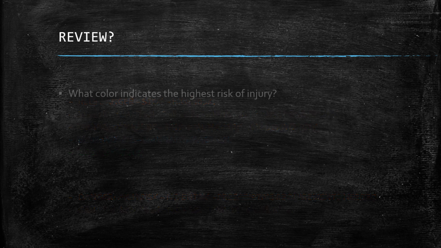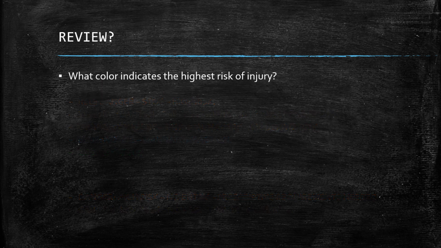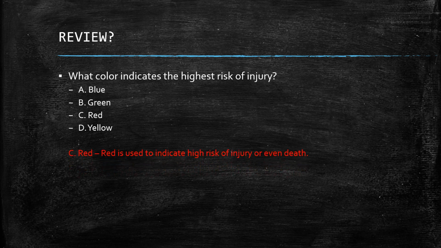So in review, what color indicates the highest risk of injury? A, blue, B, green, C, red, or D, yellow? C, red. Red is used to indicate high risk of injury or even death.